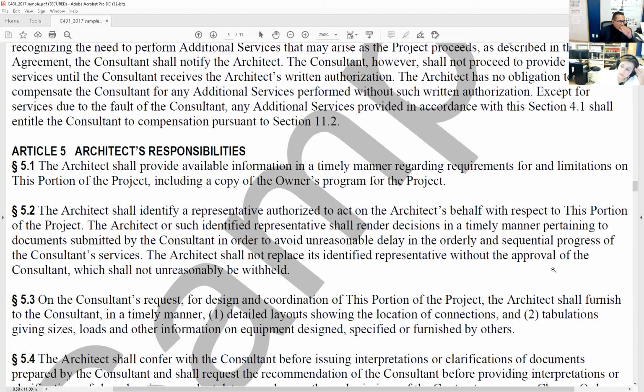The architect shall provide available information in a timely manner regarding requirements for and limitations on this portion of the project, including a copy of the owner's program for the project. Yes, ideally everything that the owner gave you that relates to this, you've got to give to them too, including the program.